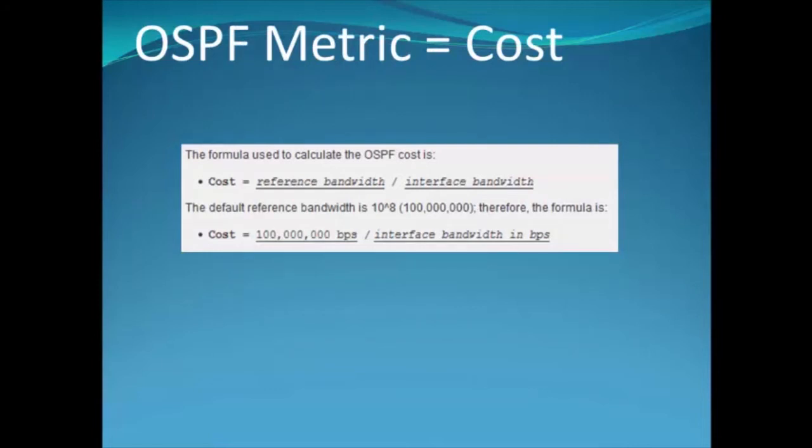OSPF metric, equal cost. Recall that a routing protocol uses a metric to determine the best path of a packet across a network. OSPF uses cost as a metric. A lower cost indicates a better path than a higher cost. The cost of an interface is inversely proportional to the bandwidth of the interface.